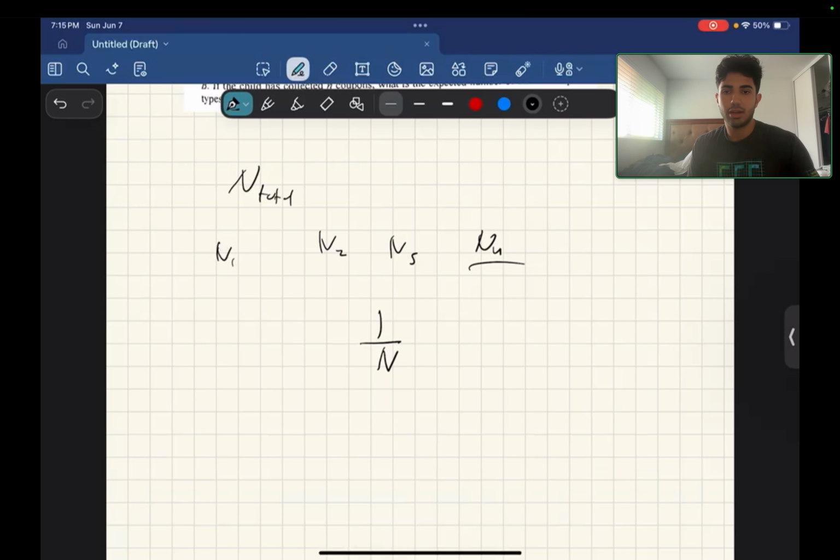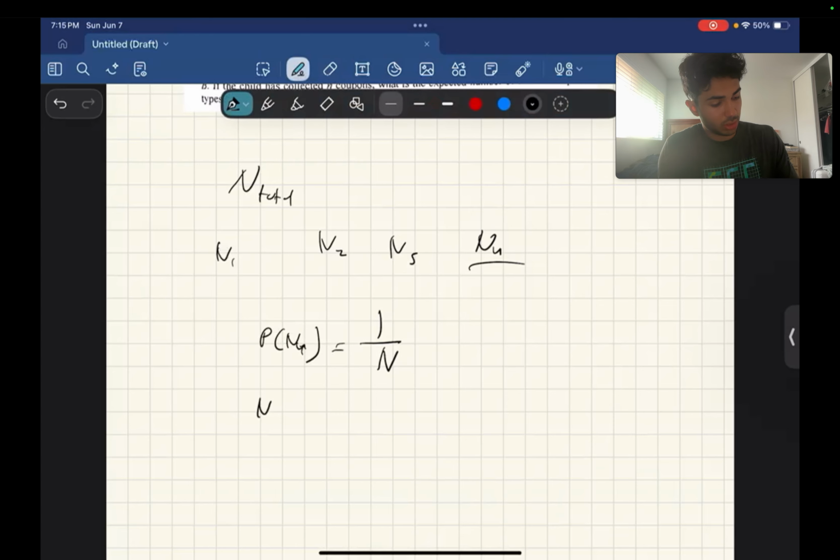The chance of not getting n4 is going to be 1 minus that. And n4 is an arbitrary pick, it doesn't matter, it can be any of them. So the probability of not n4, n4 complement, will be 1 minus that.